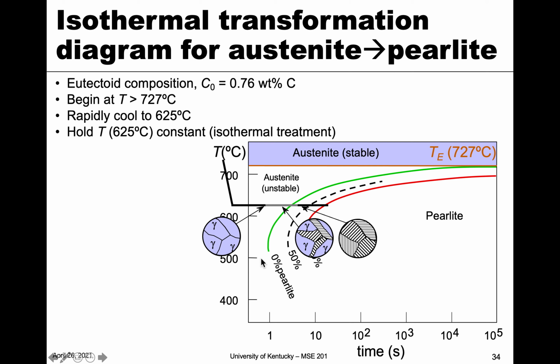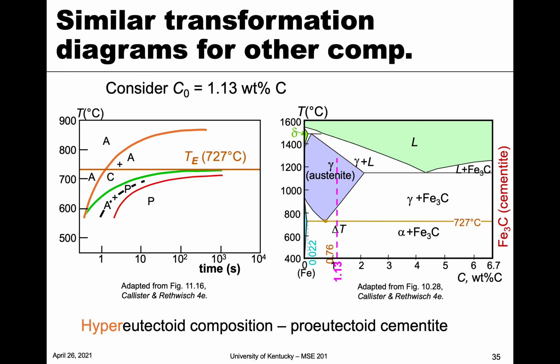So we're going to talk about that in a second. All right, so that was one composition. We can make similar transformation diagrams for other steel compositions. So if we consider the 1.13 weight percent, we're over here. Whereas the 0.76 was the eutectoid, here we're hypereutectoid. So we should get proeutectoid cementite, Fe3C.